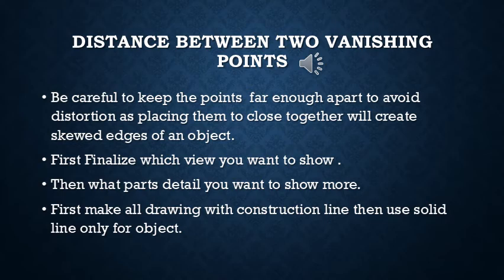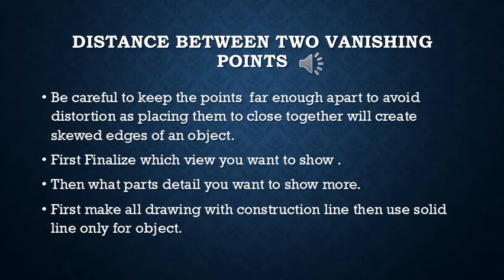the view, which can be the bird's eye view, the worm's eye view, or the street eye view, which we already discussed. What kind of eye view are we going to have? The first part is to decide where we are going to have the vanishing points. The second part is which view we are going to make, and then we have to define what part details we want to show more.